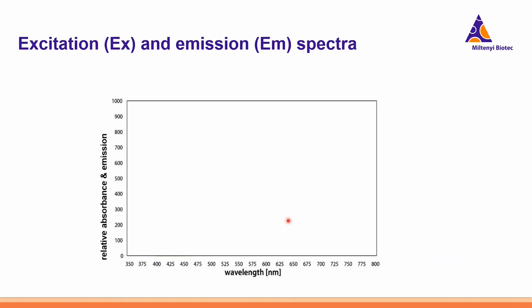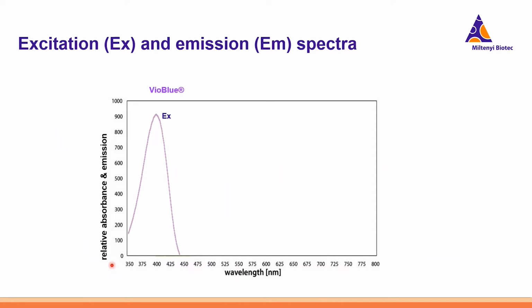So we're going to look at excitation of the fluorescence and emission spectra for a couple different fluorochromes. On the x-axis is our visible wavelength, where we span from 350 nanometers all the way down to 800 nanometers. And on the y-axis, we're going to look at our relative absorbance and emission. The first dye we're going to look at is Vio Blue.